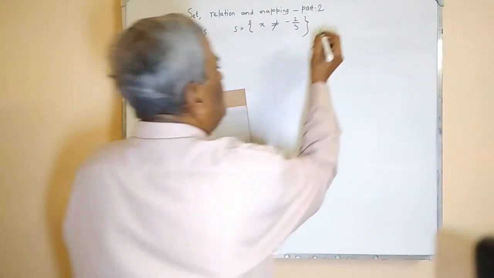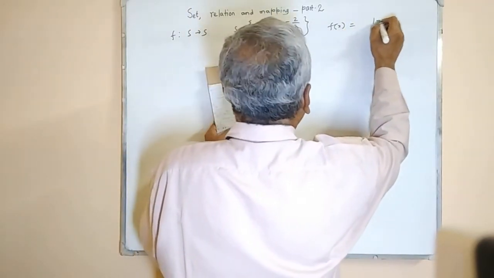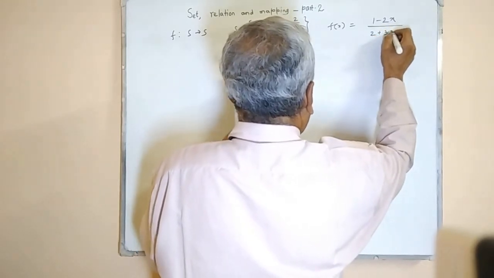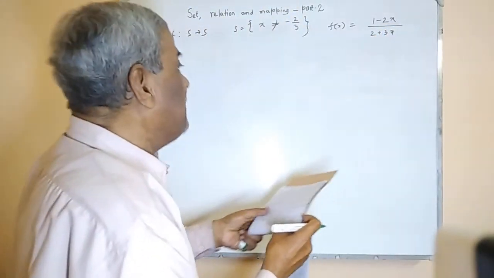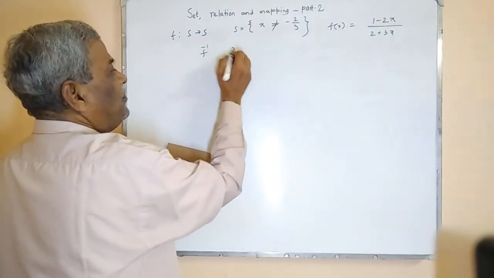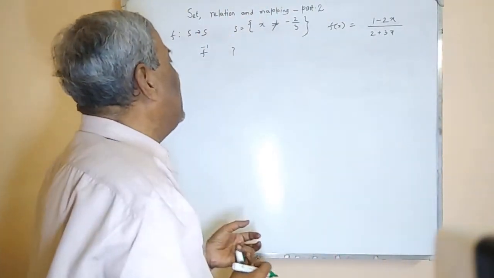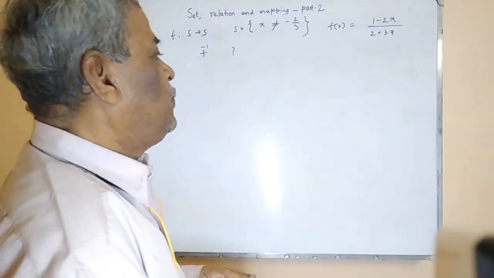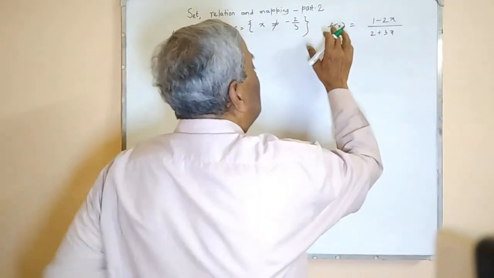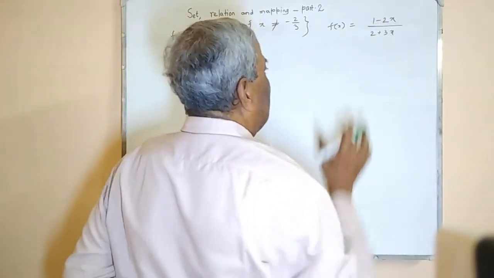And f(x) is equal to (1 - 2x)/(2 + 3x). Then we have to calculate f inverse. A function is given, and we have to calculate its inverse function. To calculate the inverse function, the law for function f(x) is that.